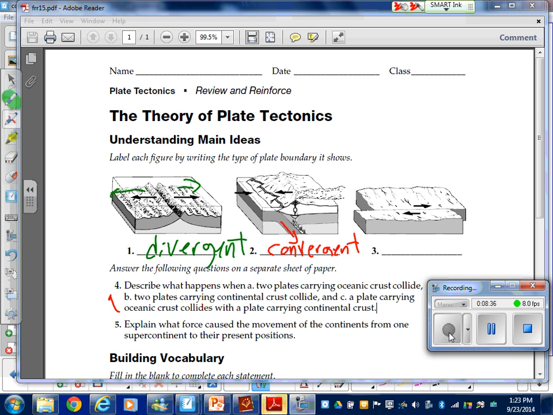And then this final boundary is transform. And really, when you think about it, divergent means to move apart. Convergent means to move together. So those two are easy. Transform is a little bit confusing, but we can manage that. So let's look at this, and I'm going to switch back to my other notes. What happens when the different types of plates collide?